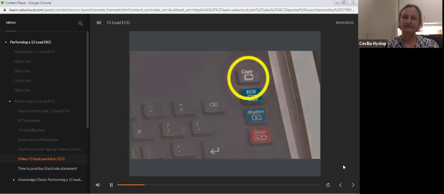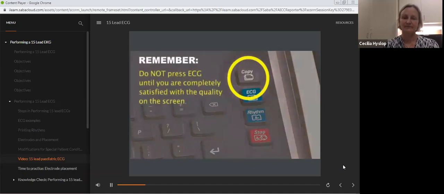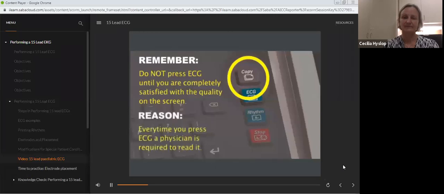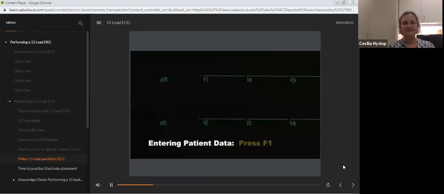You would press this key in order to make a duplicate copy of an ECG once you have pressed ECG. This will ensure that an additional ECG isn't sent into the Muse database system so that the physicians do not have to report on duplicate ECGs. We are now going to enter patient data by pressing F1.